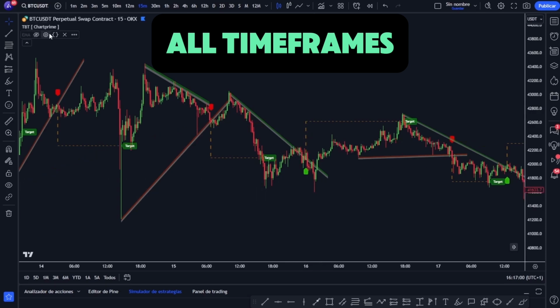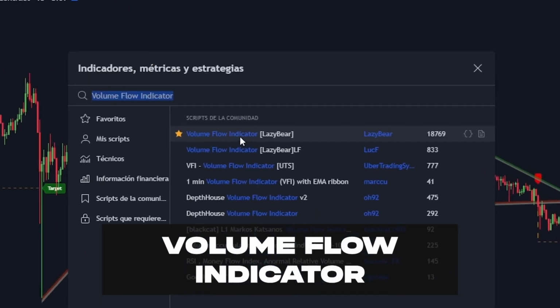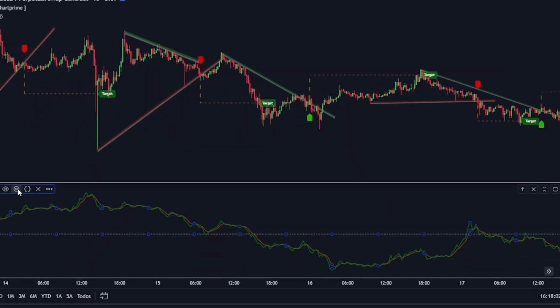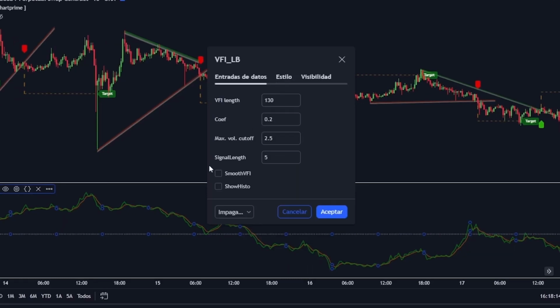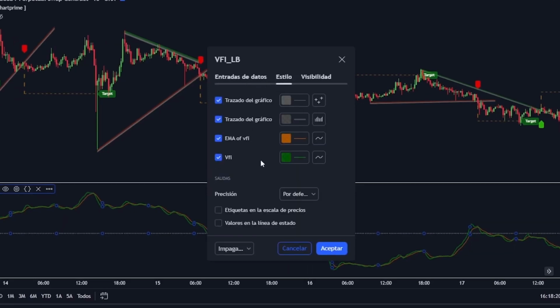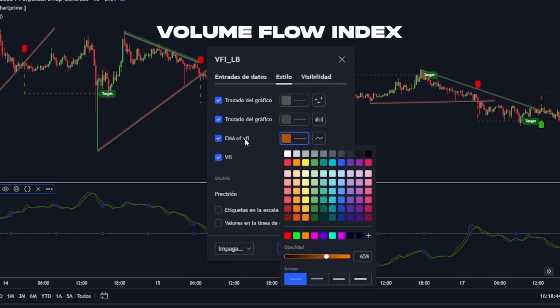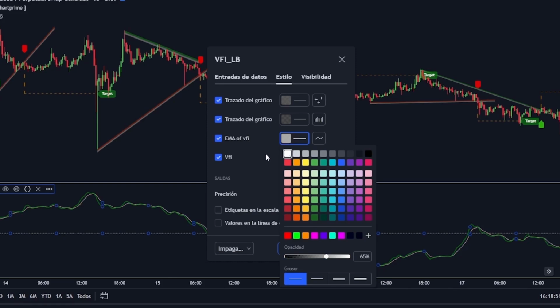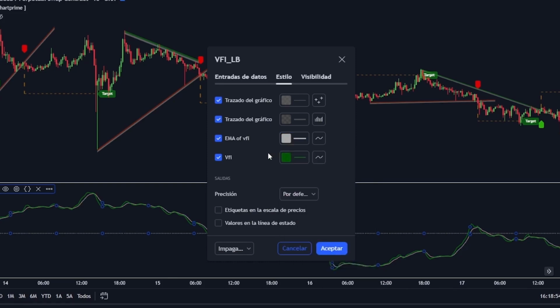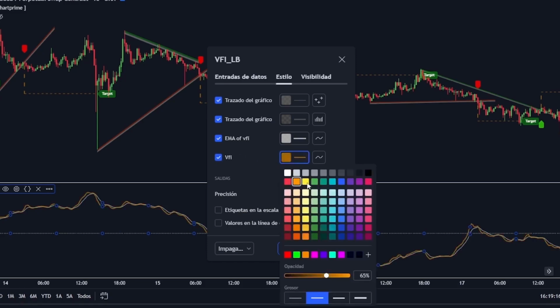But for medium time frames like 15 minutes, 30, or even 1 hour, which are the most commonly used by traders, we'll add the volume flow indicator by Lazy Bear. Before anything, let's go again to the settings section, check this box to smooth the lines a bit, and in the style section, I'll personally change the EMA of VFI, which stands for Volume Flow Index, to white and thin because it's not the one we really need to focus on. The main one is the one representing the Volume Flow Index. We'll set it to orange, yellow, or even red because it's the one we need to pay attention to.